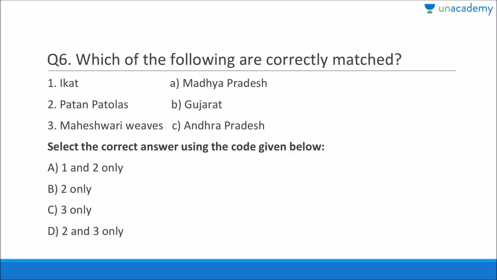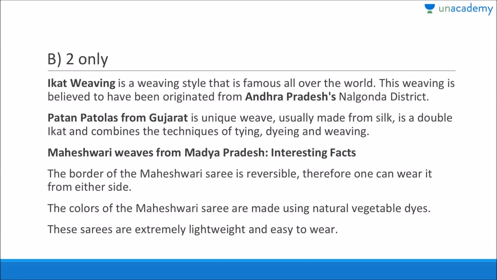Question number 6. Ikat is in Madhya Pradesh, so this is wrong. It is in Andhra Pradesh. Patan Patola is in Gujarat, this is correct. Maheshwari weaves are from Madhya Pradesh, so 1 and 3 are inverted. Answer is B, that is 2 only.